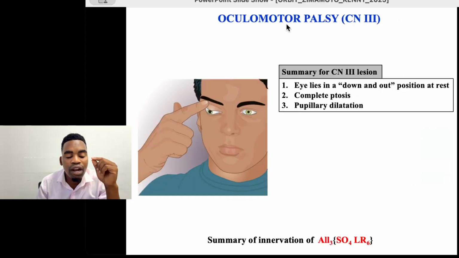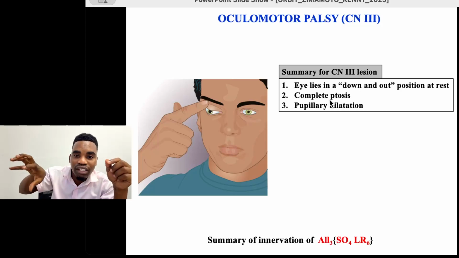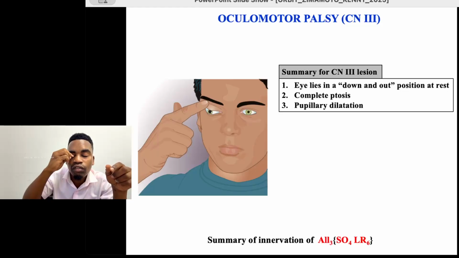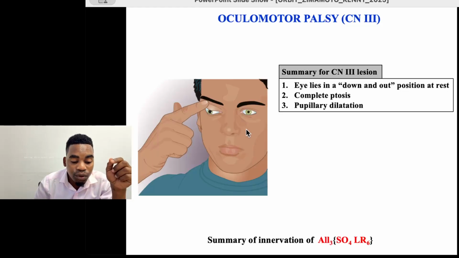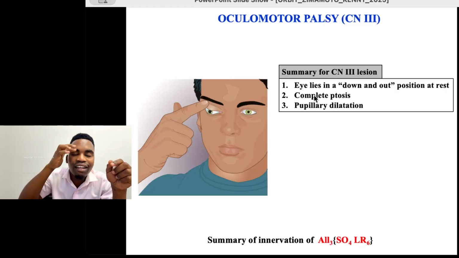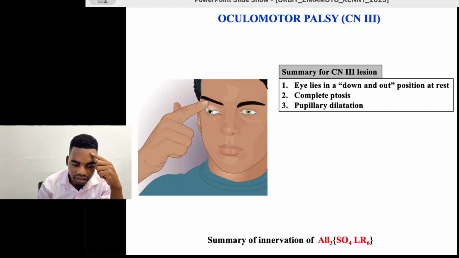So what happens if someone has an injury to the oculomotor nerve? This is the classic presentation of oculomotor palsy, whereby the eye is deviated down and out. We have drooping of the levator palpebrae superioris, which is called ptosis, and also pupillary dilatation. Down and out deviation, ptosis of the upper lid, and pupillary dilatation define oculomotor nerve palsy.